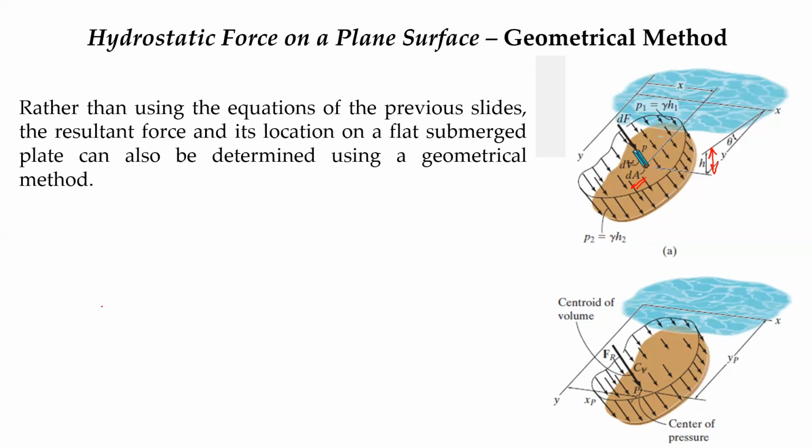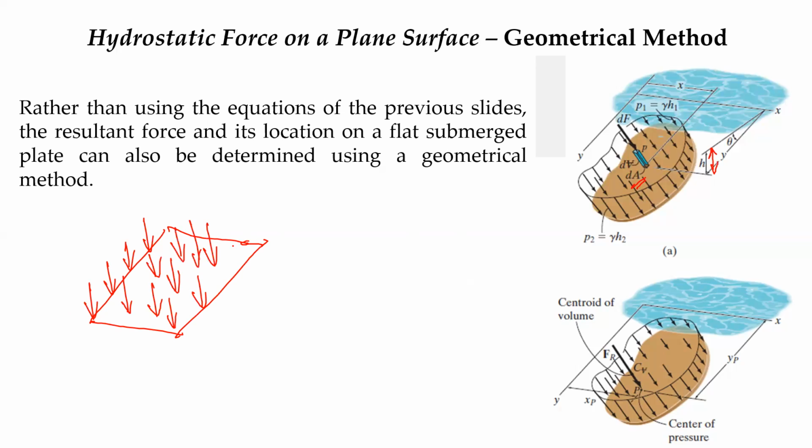So if we have this square plate submerged, there is pressure applied over this plate, right? And that is a uniform pressure. Then it becomes kind of a rectangular prism. So we have our width, we have our length, and we have our height.